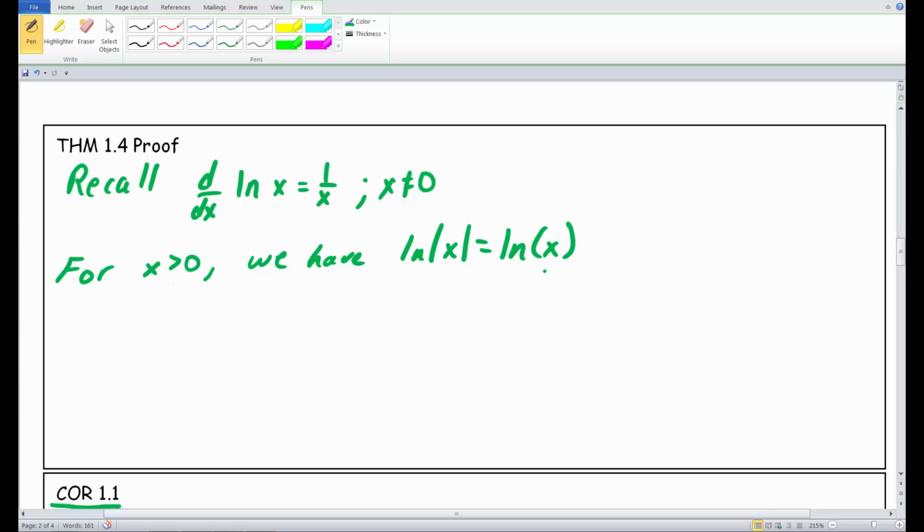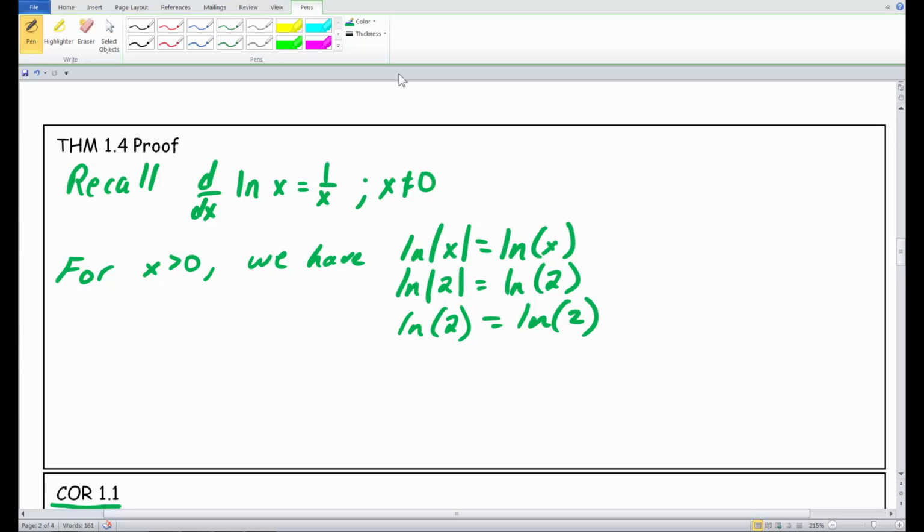Now, just a really quick side example that shows this: if we were to plug in x is 2. Well, 2 is certainly larger than 0. If we throw that in here, then we would end up with the natural log of the absolute value of 2. Well, that's equal to the natural log of 2. The absolute value of 2 is just 2, so it is equal to the natural log of 2.